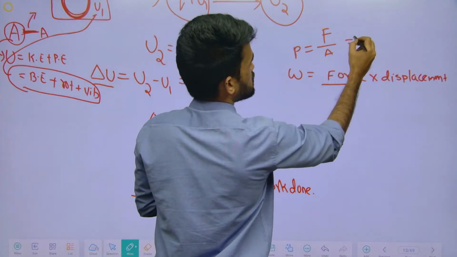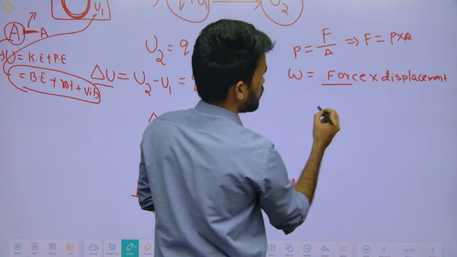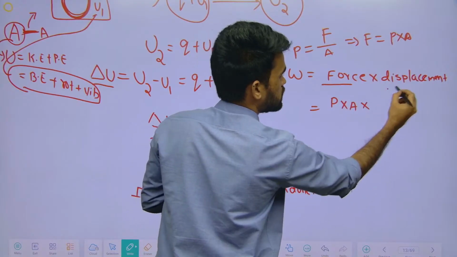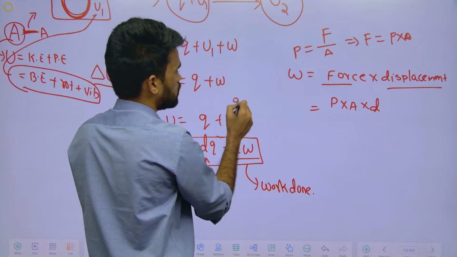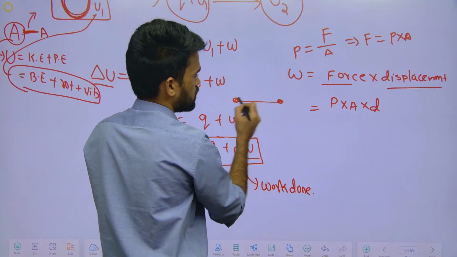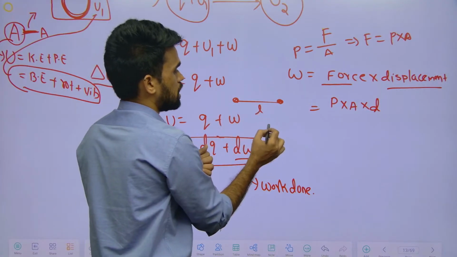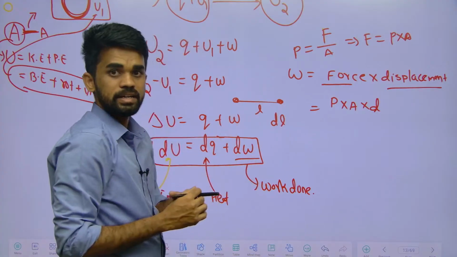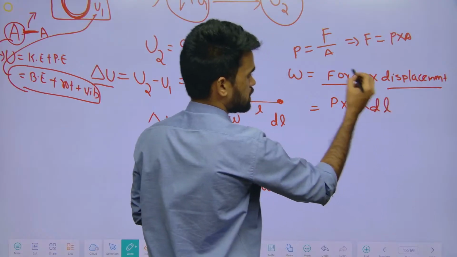Now from this, force is equal to pressure into area. So in place of force I am writing pressure into area, into this displacement. Displacement is nothing but the change in position. If it is moving from here to here, it is the change in length, like L2 minus L1. That is indicated with dL. dL means the change in length, or displacement.